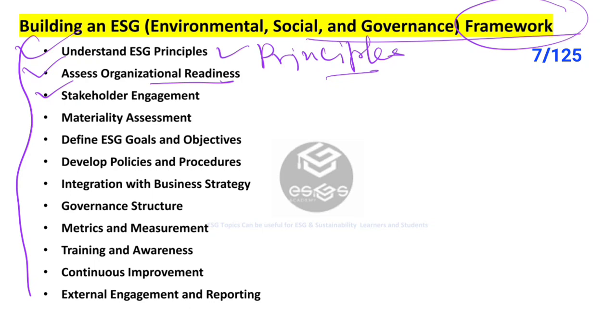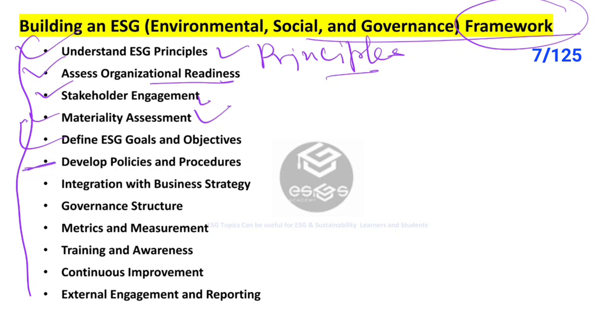We conduct a materiality assessment to identify and prioritize the most significant ESG issues relevant to the organizational boundaries, the scopes, the operations, the activities, the industry and the stakeholders. Next, we define the ESG goals and objectives based on the materiality assessment and the stakeholder engagement we have conducted. We define clear and measurable ESG goals and objectives aligned with the organizational mission, values and strategic priorities.